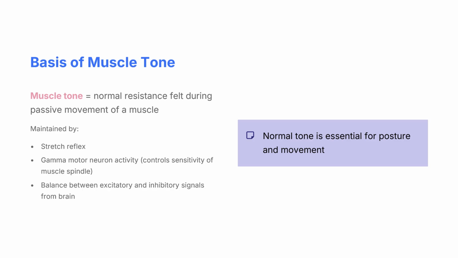Muscle tone is the normal resistance that you feel during passive movement. It is not strength. It is maintained by stretch reflexes, as we discussed earlier, the gamma motor neuron activity, and its balance between excitatory and inhibitory brain signals. Normal tone is essential for posture and movement because without tone, you cannot hold a joint stable. Joints cannot function well without tone. I mean, it will give way.